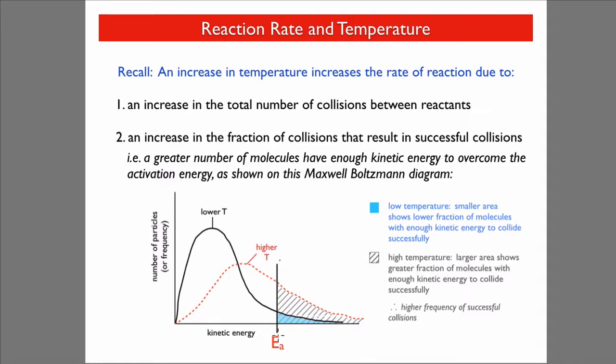If this was the activation energy, at lower temperatures you've got smaller areas showing a lower fraction of molecules with enough kinetic energy to collide successfully. It's the blue section. And at higher temperatures you've got a larger area. It shows a greater fraction of molecules with enough kinetic energy to collide successfully. So you're going to have a higher frequency of successful collisions at a higher temperature.